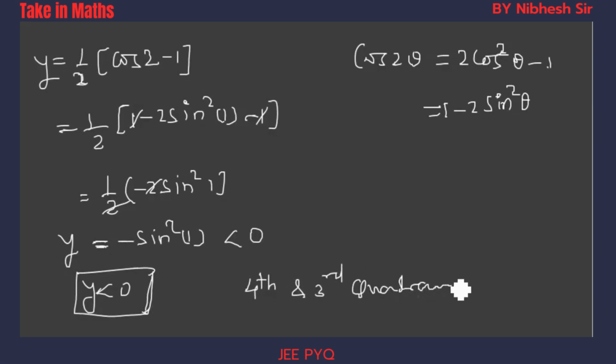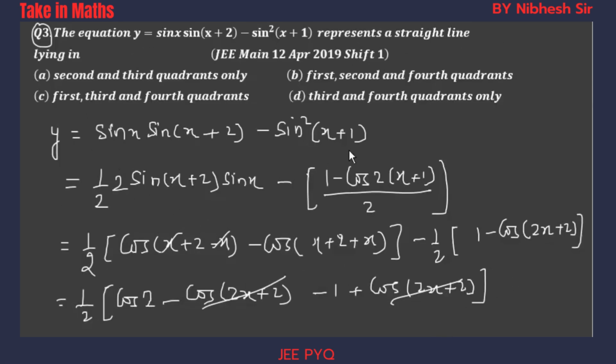in the third and fourth quadrants y is negative, right? So the correct option here is third and fourth. So the correct option is option D. Okay, let us continue with the next question.